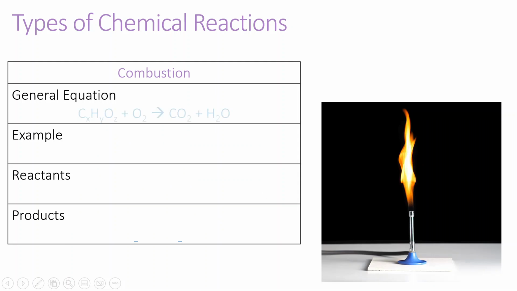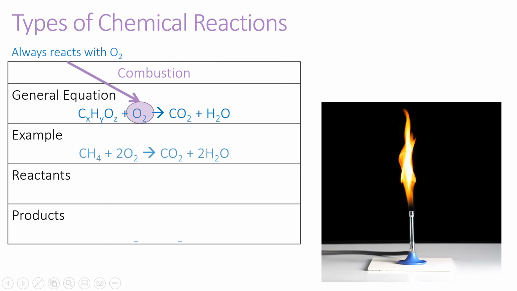Next is combustion. So combustion is what we think of when we think of burning. So usually it's going to be some kind of hydrocarbon that's going to react with oxygen. Oxygen is always going to be a reactant. You probably know that whenever you cover up a candle, the flame goes out because it's starved of oxygen. So my reactants, one of them has to be oxygen. The other one is usually a hydrocarbon.